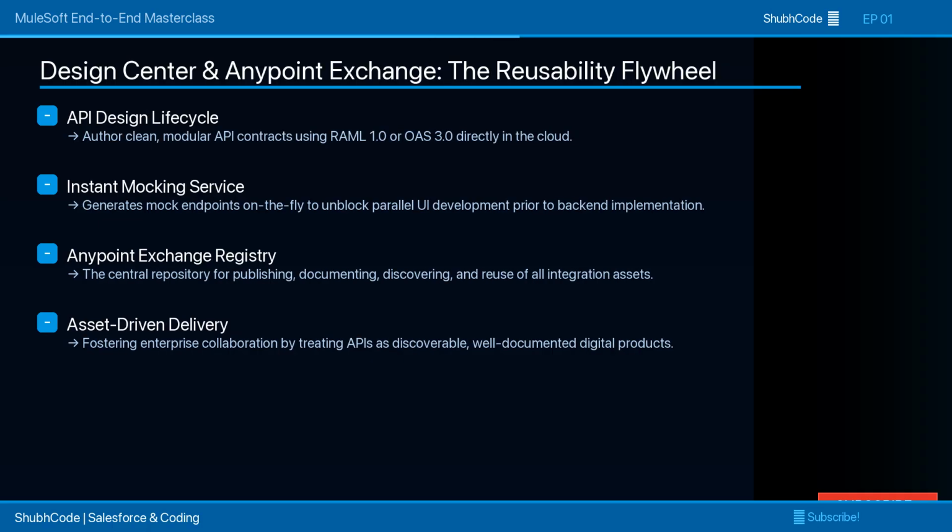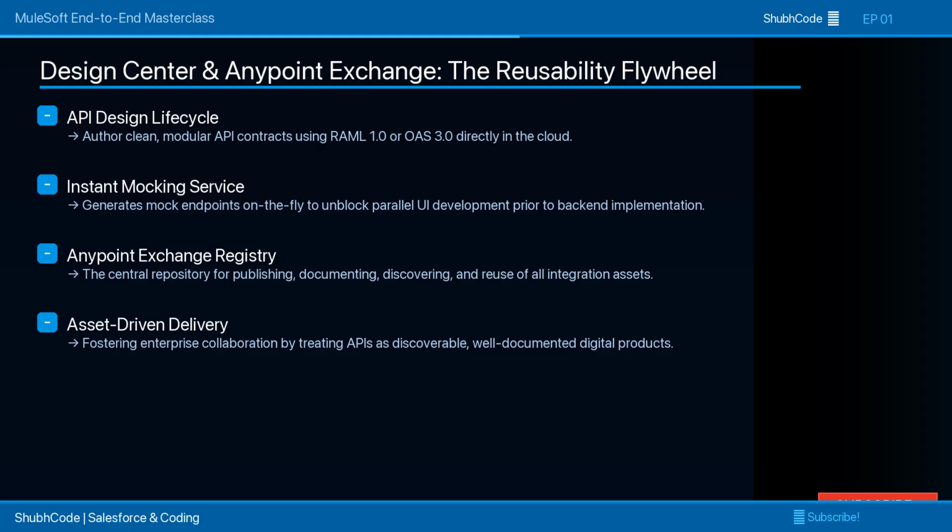We start our API lifecycle inside Design Center, a browser-based IDE designed for rapid prototyping of API specifications using RAML 1.0 or OpenAPI specification 3.0. Here, we can define our API contracts, request payloads, responses, and query parameters.